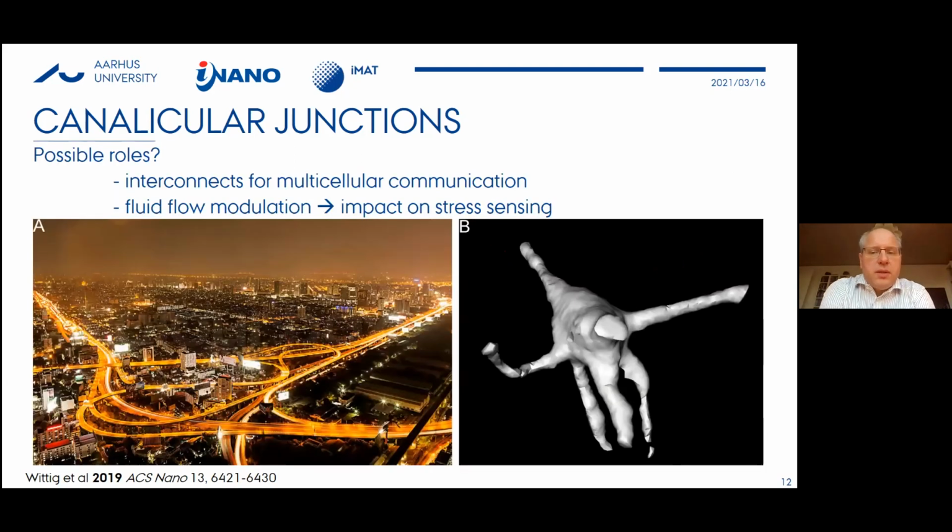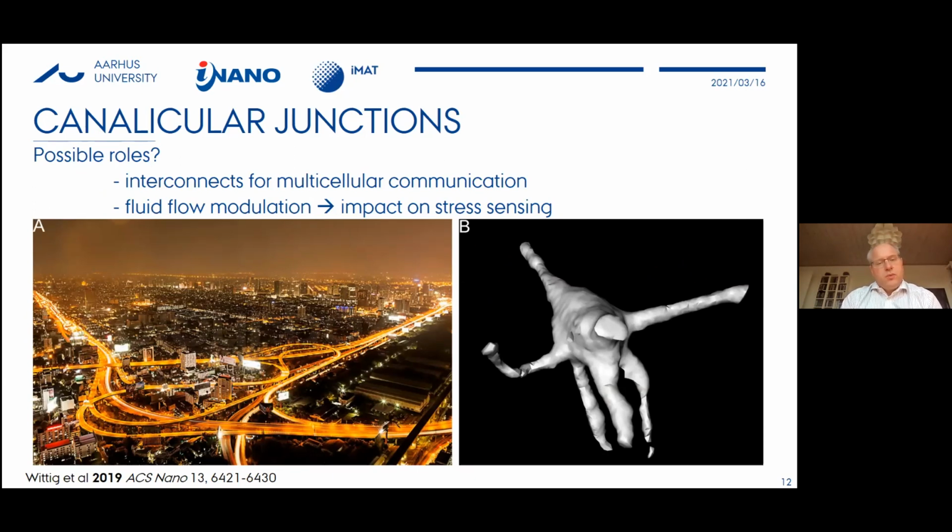So what could they possibly be doing? Well, one intriguing possibility would be that they act sort of like a highway network, as a junction for multicellular communication. Of course, this is pure speculation at this point. We would have to actually have biological proof for this, but it's a very tantalizing possibility.